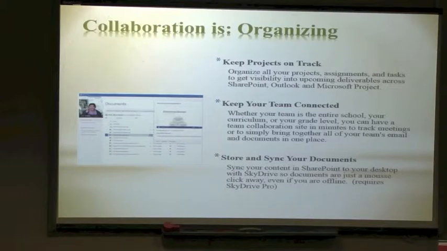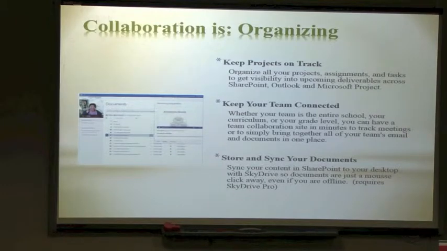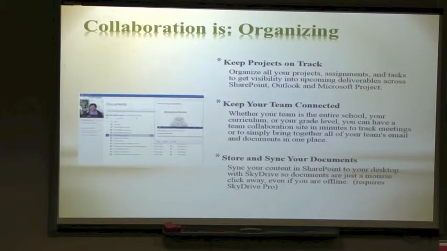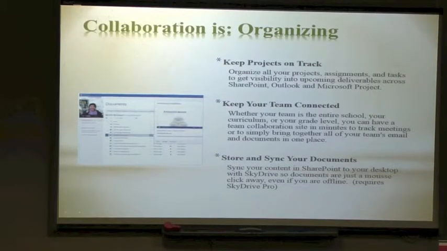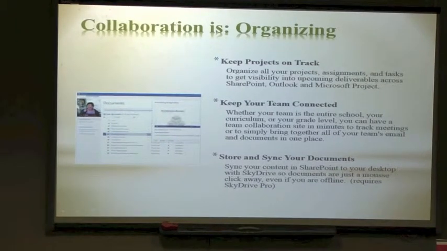Keeping projects on track. A little bit later, assuming that we have a chance to get through everything, we'll show you a little bit about a type of list that you may not be familiar with called a project list. While it's not the same thing as having Project Server or even Microsoft Project on your desktop, it will allow you to keep track of tasks, the people working on the tasks, the progress of those tasks, and so forth, and display it in some traditional tools like Gantt charts. So we'll see that a little bit later.